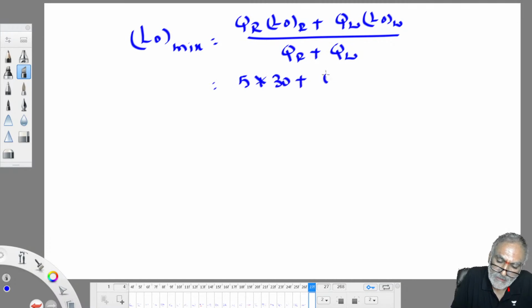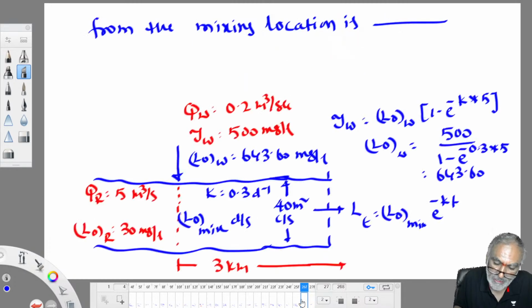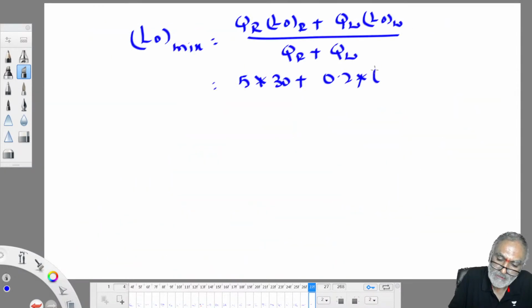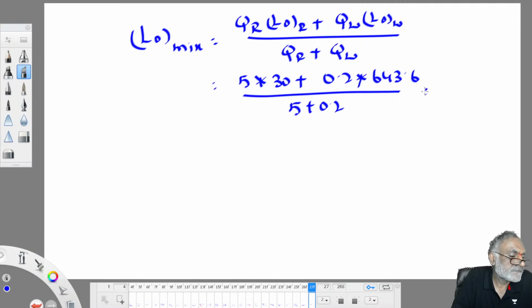This is 0.2 meter cube per second, and L0 of wastewater is 643.6. So 643.6 into 0.2 plus 5 into 30, by 5 plus 0.2, which is 5.2. So it is 53.6. L0 of mix is 53.6.